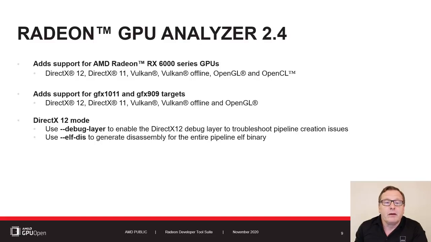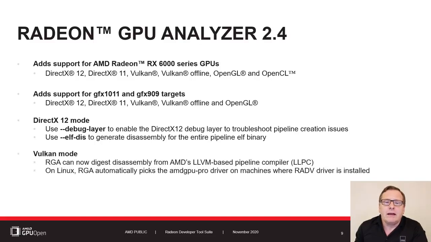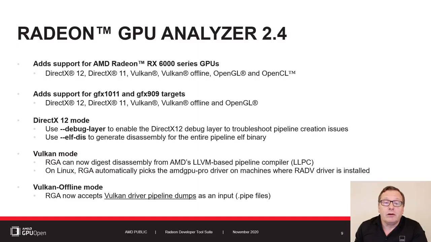In Vulkan mode, RGA can now digest disassembly that is generated by AMD's LLVM-based compiler. You can also use RGA to experiment with the open source version of the driver that uses this future compiler. For Linux Vulkan mode users, RGA will now automatically pick the AMD GPU Pro driver on machines where the RADV driver is also installed. And lastly, in Vulkan offline mode, RGA now accepts Vulkan driver pipeline dumps as an input.